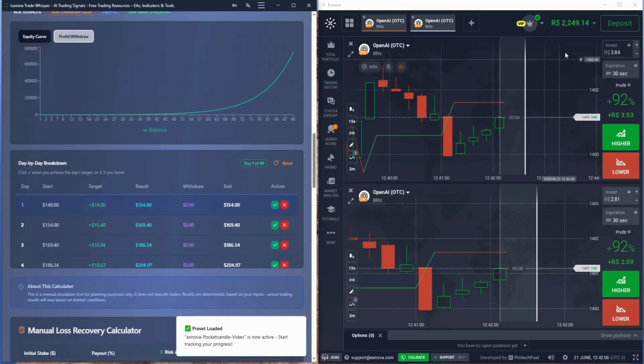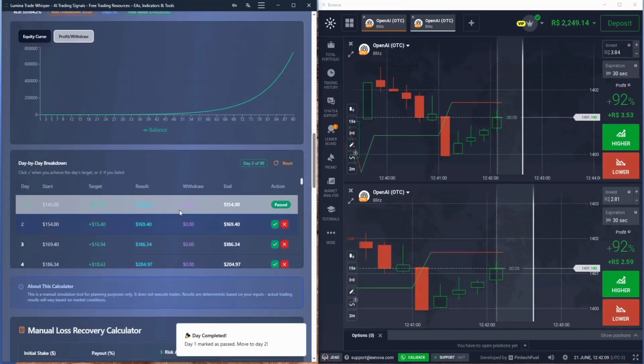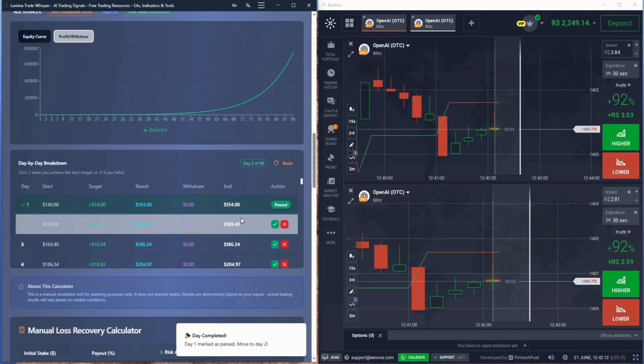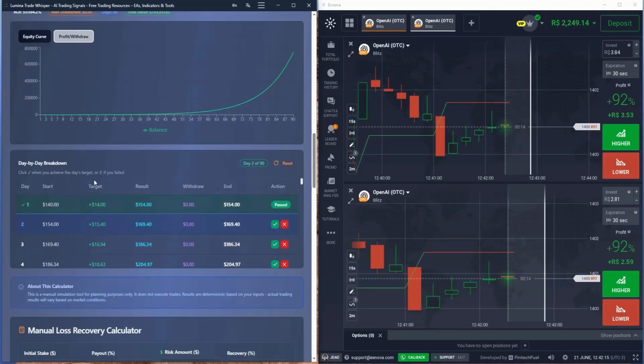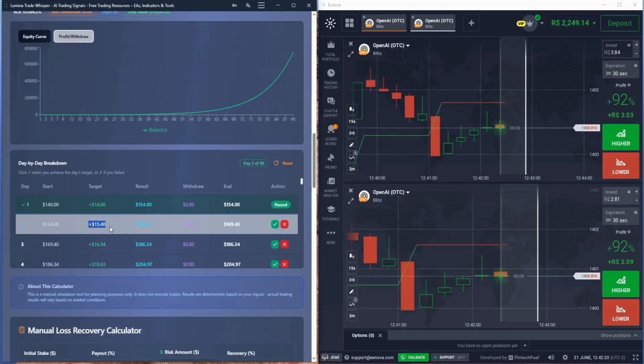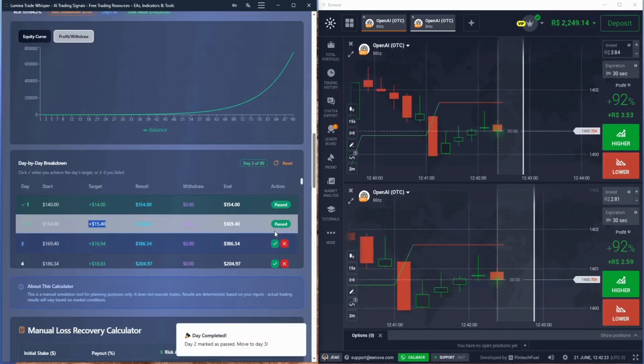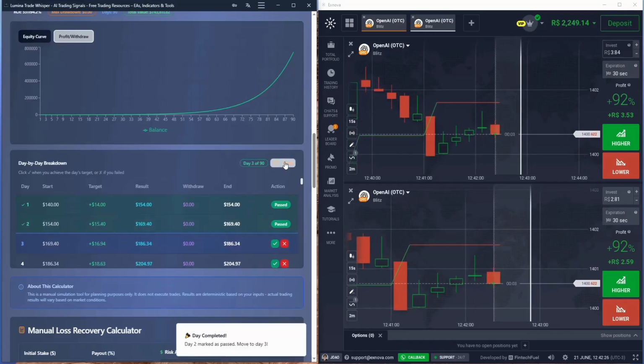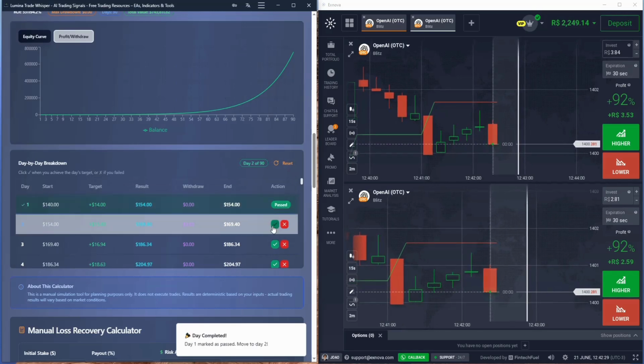Once we finalize this the first day, I'm going to click here, so it's going to save it and compute it. Now the next day, your target should be only 15. Once you make $15, $15.40, you come here and click it, and so on. You can also reset it if you make a mistake and continue to go.